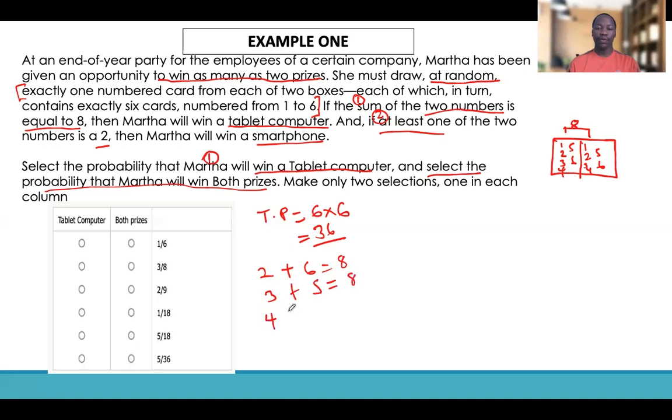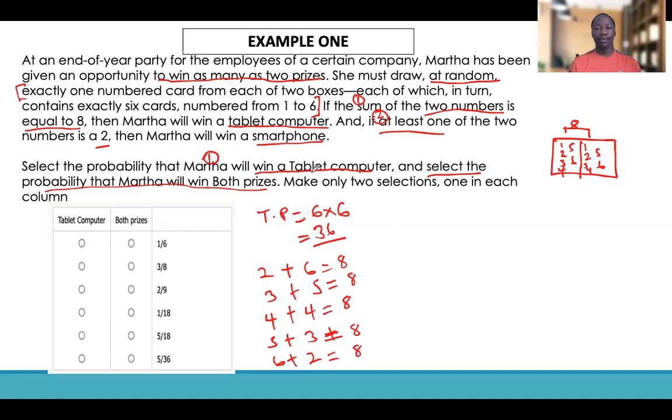Going to 4, we need to pick a 4 from the other box to add up to 8. Then going to 5, we need to pick a 3 from the other box to add up to 8. Then lastly, going to 6, we need to pick a 2 from the other box to add up to 8.